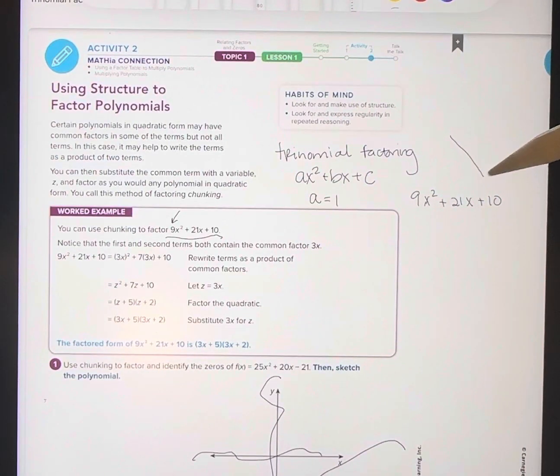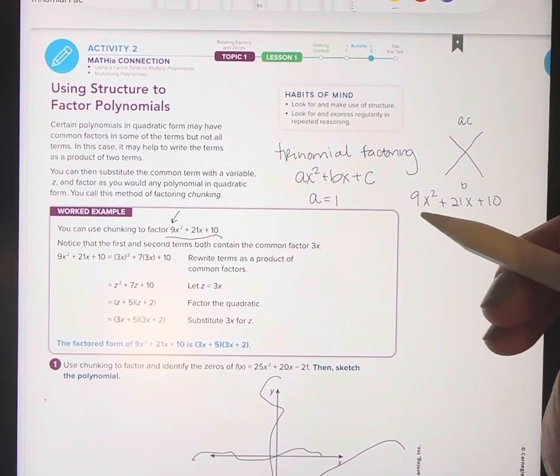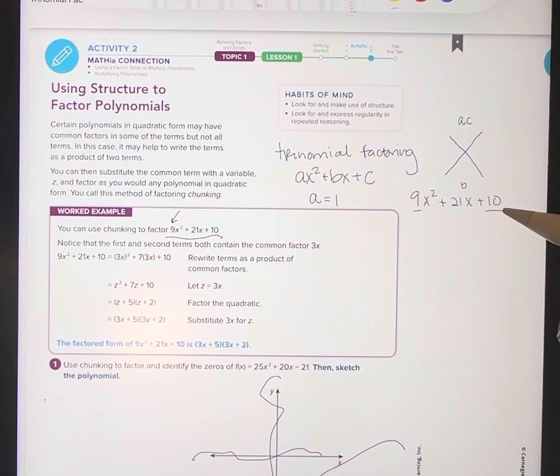I make the same giant x, and I put a times c on the top, just like before, and I put b on the bottom, just like before. So a is 9, and c is 10, so 9 times 10 is 90, that goes up top. And then 21, that's b, that goes on the bottom. Okay?